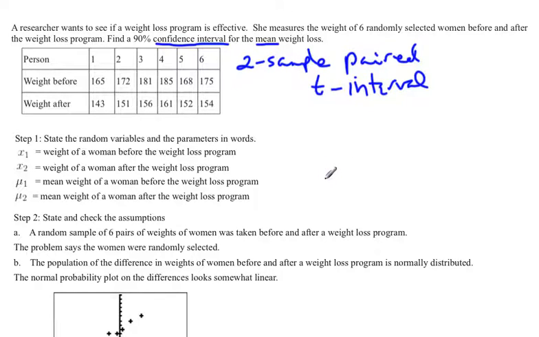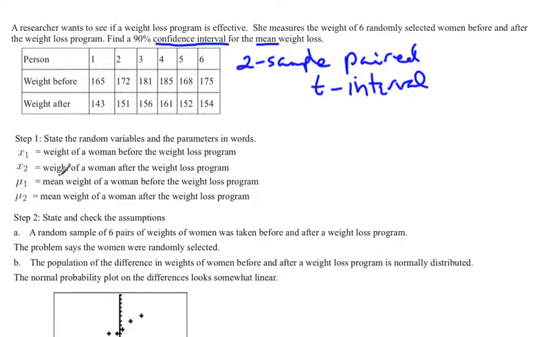The first step of every confidence interval is to state the random variables and parameters in words. You do have 2 things you measured. You measured the weight before, and then you also measured the weight after. So we would have a weight of a woman before the weight loss program and a weight of a woman after the weight loss program. Call one X1 and the other one X2. It does not matter which one you do. Everything comes out the same in the end. It's just some signs are switched. So it's up to you.